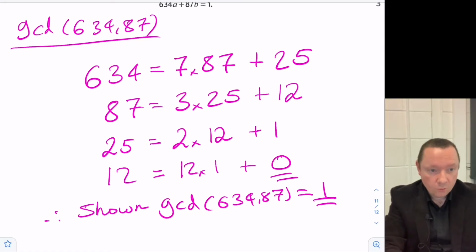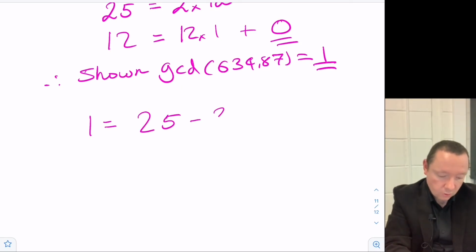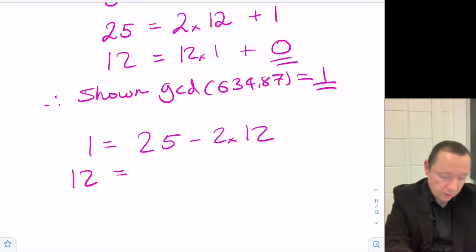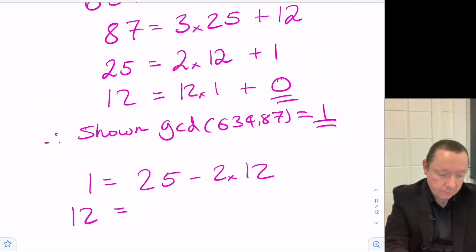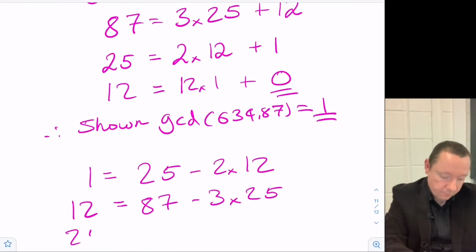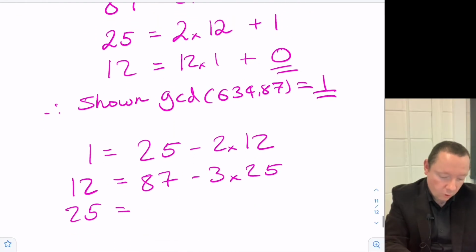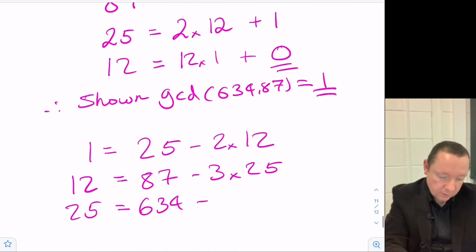So starting off, 1 must equal 25 minus 2 times 12. 12 must equal, looking here, 87 minus 3 times 25. 25 must equal 634 minus 7 times 87.